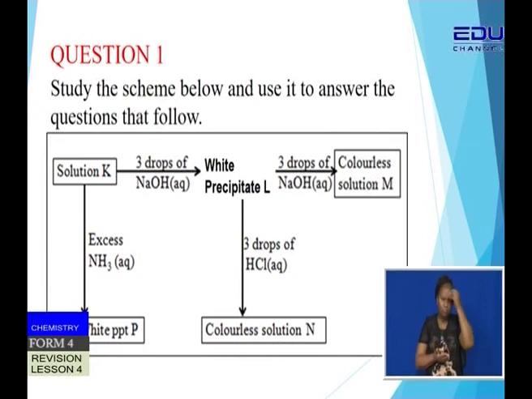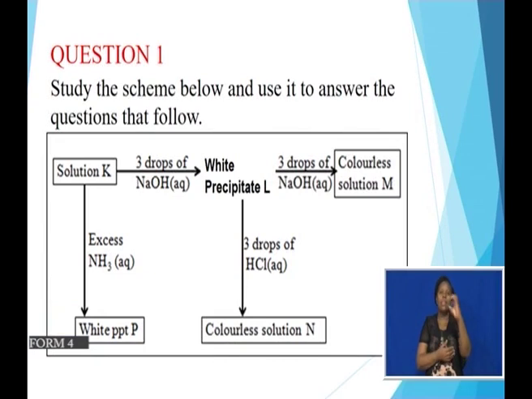Therefore, if I go back to our question again, we want now to study the diagram or the scheme or the flow chart which is given there. We have our solution K there, and to the solution K, we add 3 drops of sodium hydroxide, and therefore you are going to get a white precipitate L. Adding 3 drops of sodium hydroxide, you get a white precipitate L.